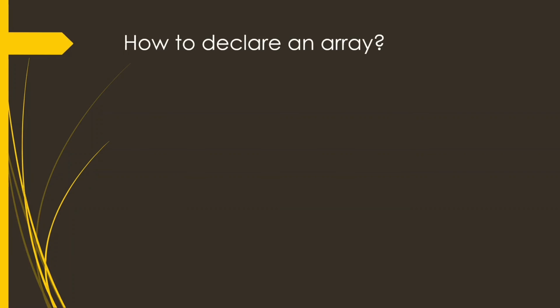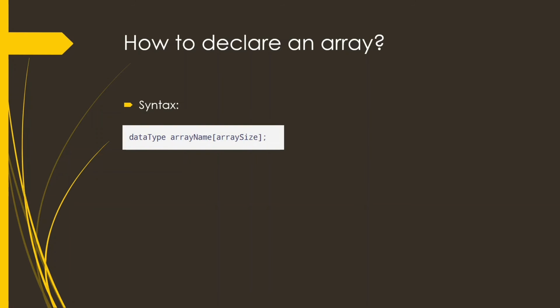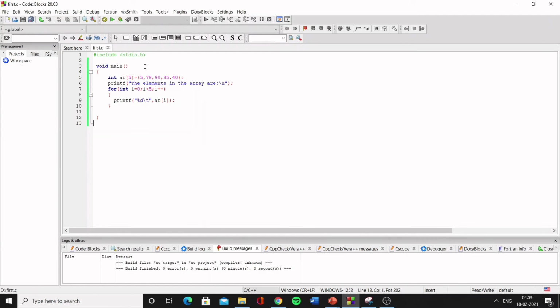Now, how to declare an array? The syntax to declare is data type followed by the array name followed by the array size. Now, let us look at the code where we are declaring an array. In this code, we have an integer array of the size 5, and within it are the elements 5, 78, 90, 35 and 40, and we will print all these elements.